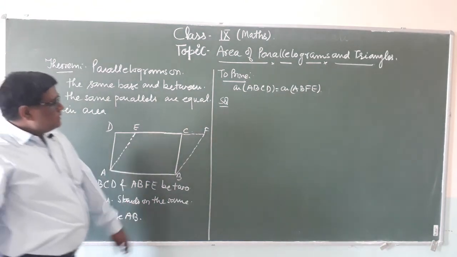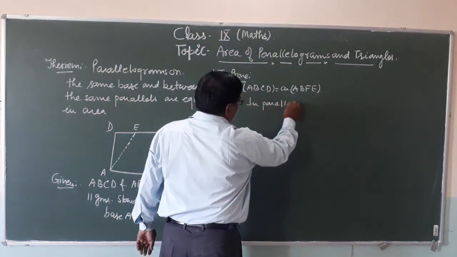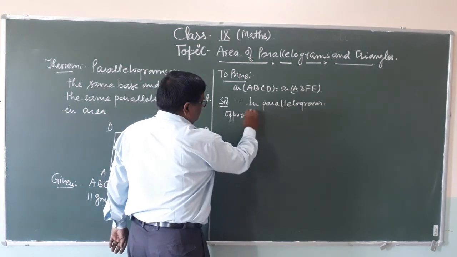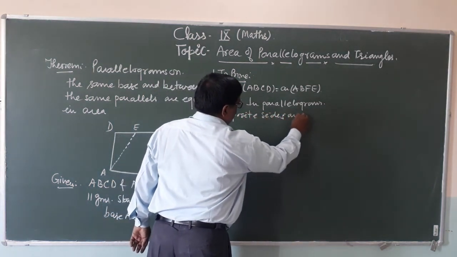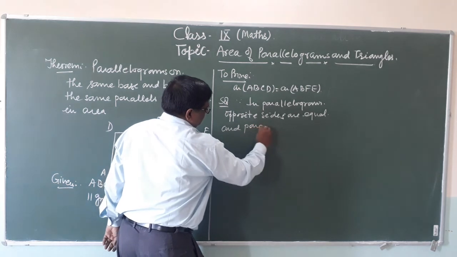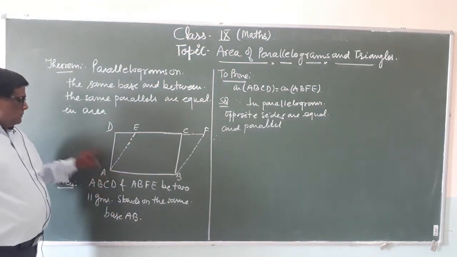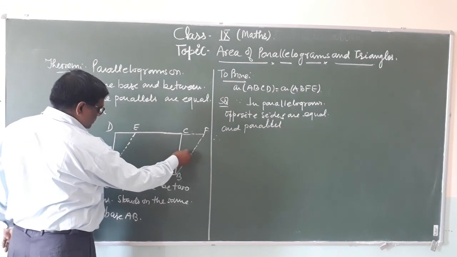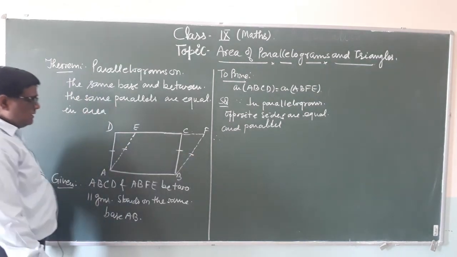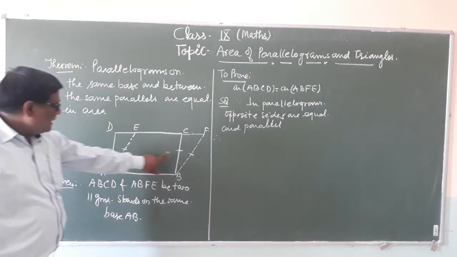Now our solution is here. Since in a parallelogram opposite sides are equal and parallel, therefore this AD is also equal to BC and AE is also equal to BF, and they are also parallel, that is, AD is parallel to BC and AE is also parallel to BF.